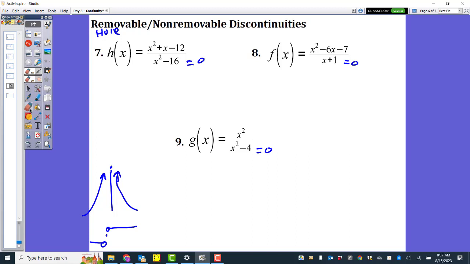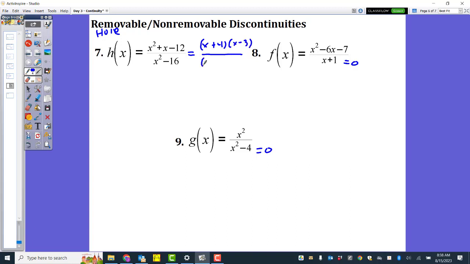So how would we identify that? Well, at this point, we're just going to use some pre-calculus knowledge. We're going to figure out, do we have a hole, or is it just a 0 of the denominator? Let's look. If we look at this first one, to figure out where it's 0, we set the denominator equal to 0. But a better way to do it is to factor it, because if we factor, we can find holes. So on top, we have x plus 4 and x minus 3. On bottom, we have x minus 4 and x plus 4. So we have two discontinuities.